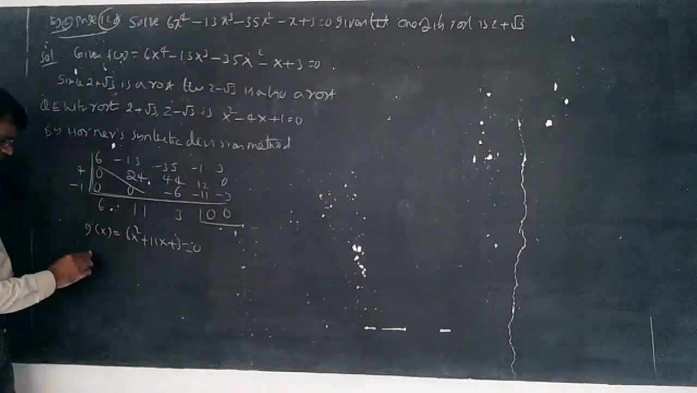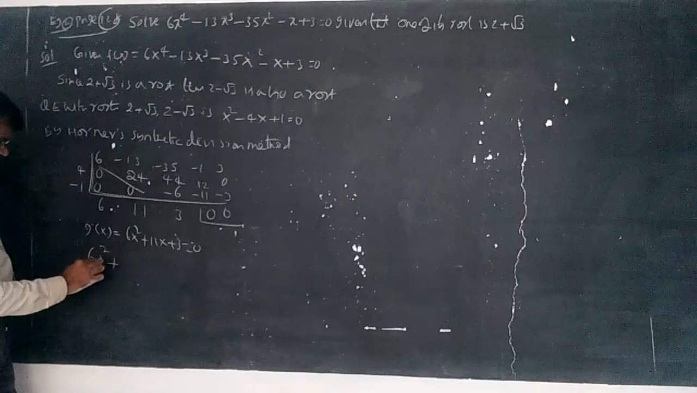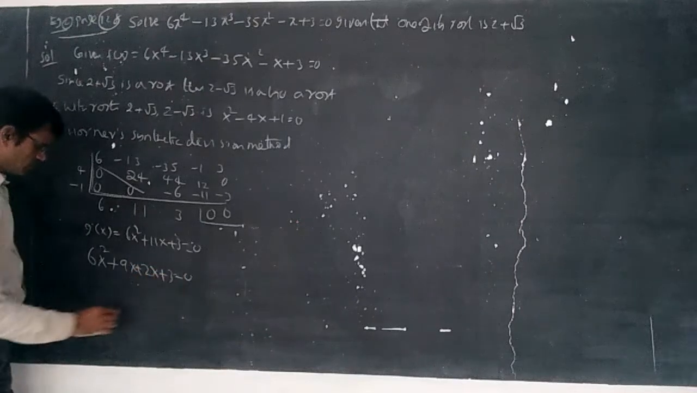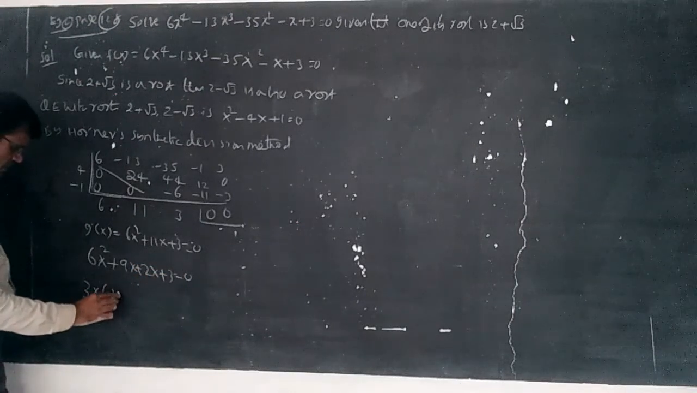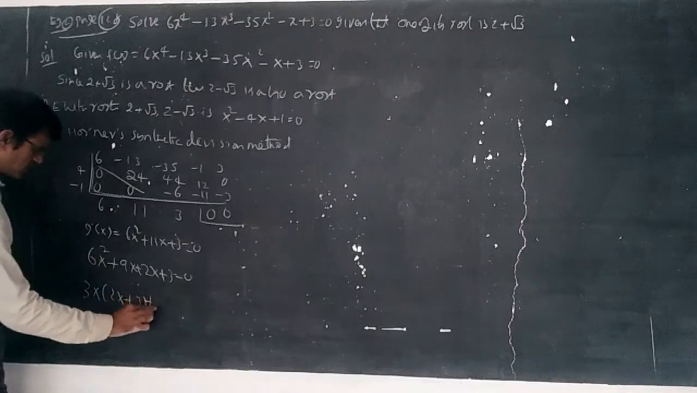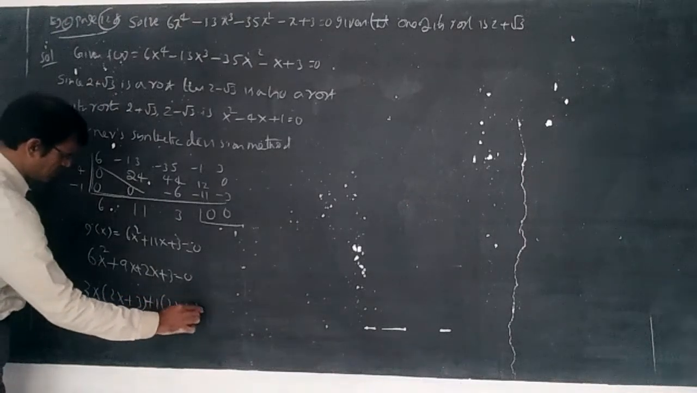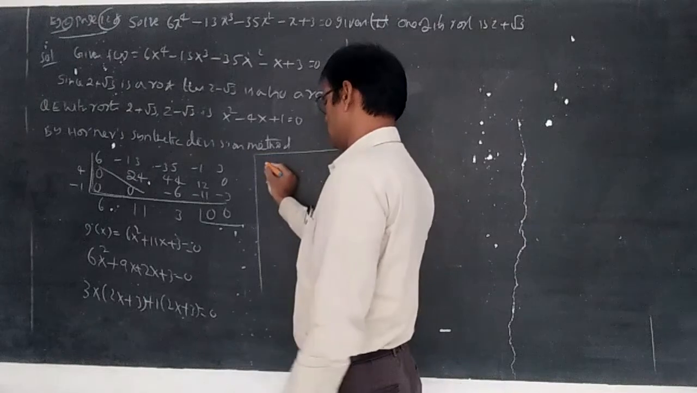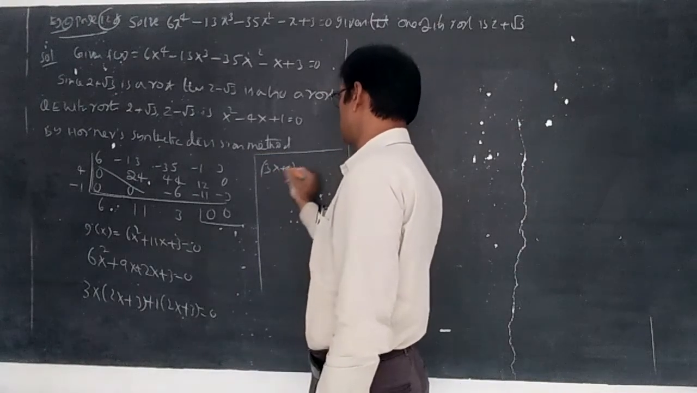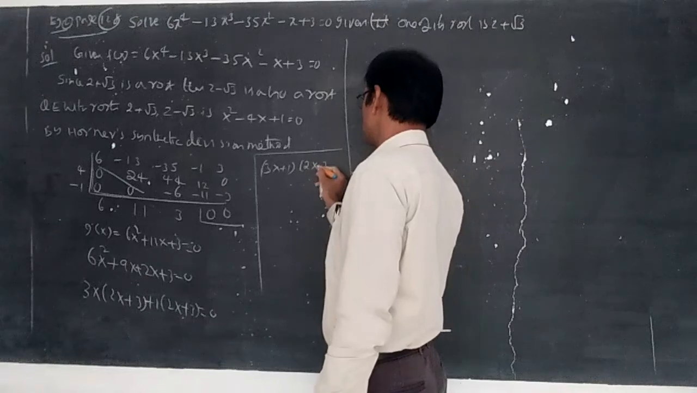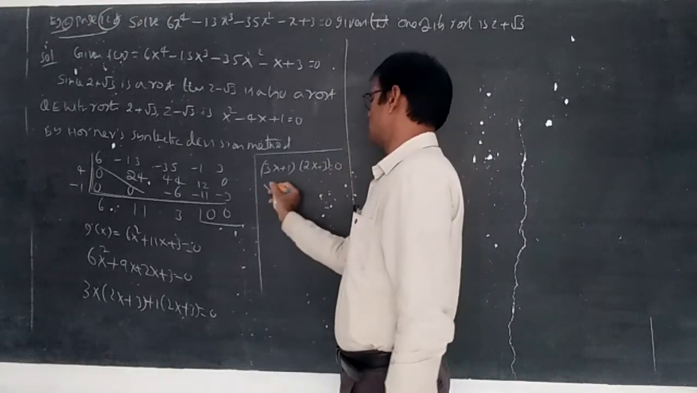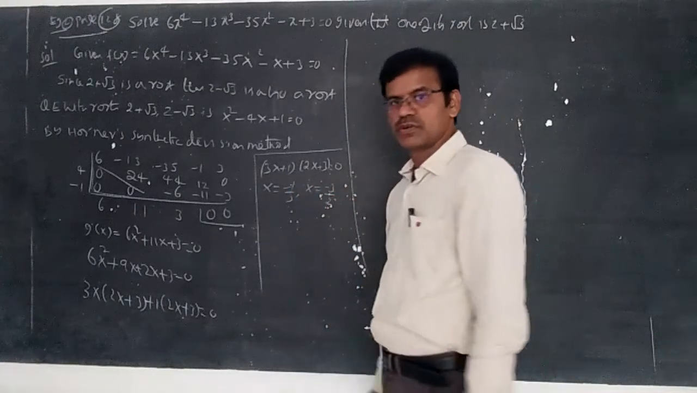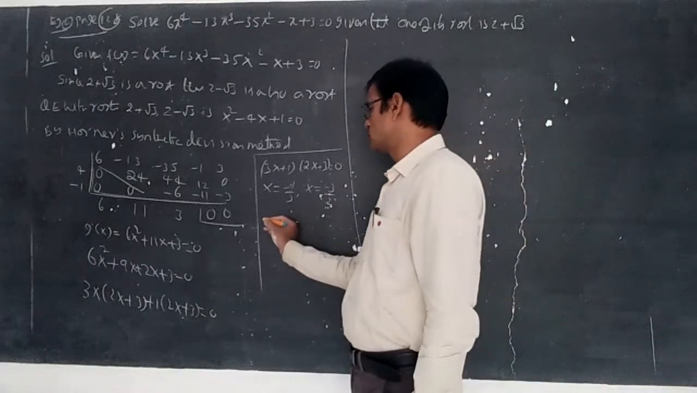6 3s are 18, 9 2s are 18. Factors are there. 6x square plus 9x plus 2x plus 3 equal to 0. Take 3x common here, and 1 common here. It becomes 2x plus 3 equal to 0. Now you can write 3x plus 1 into 2x plus 3 equal to 0. Therefore, x is equal to minus 1 by 3, comma, x is equal to minus 3 by 2. 2 more roots we got.